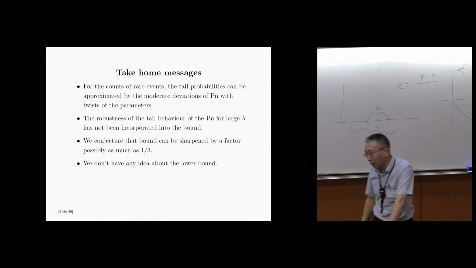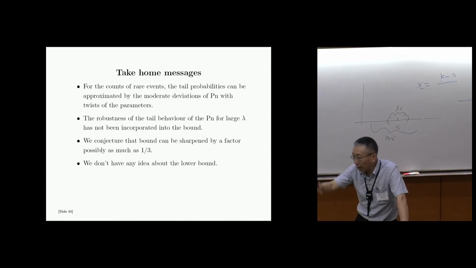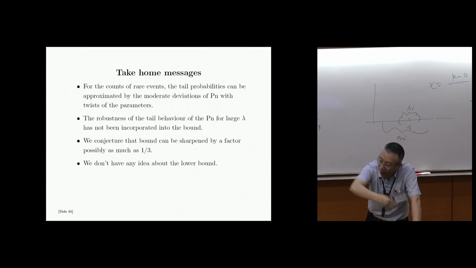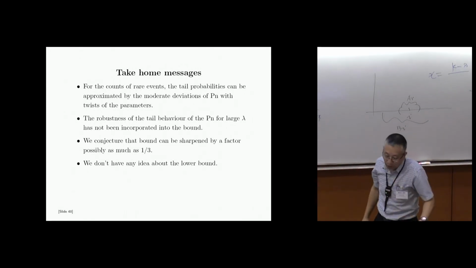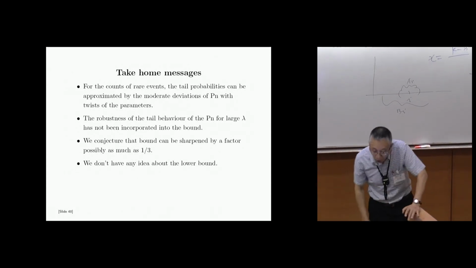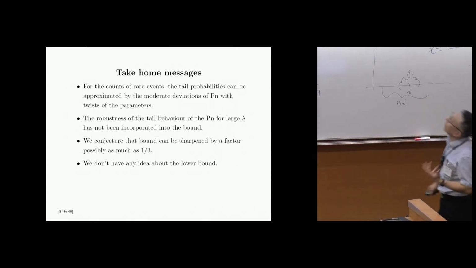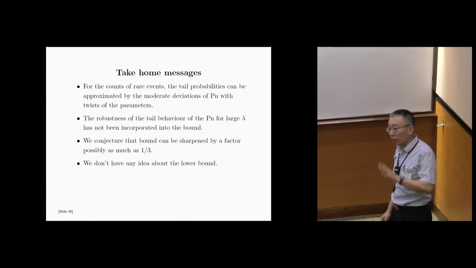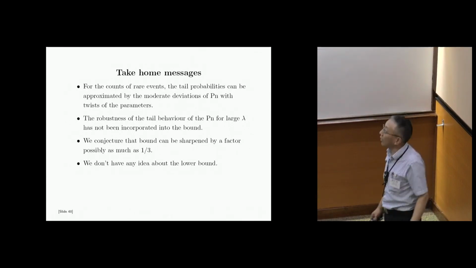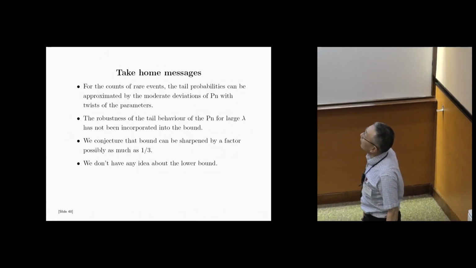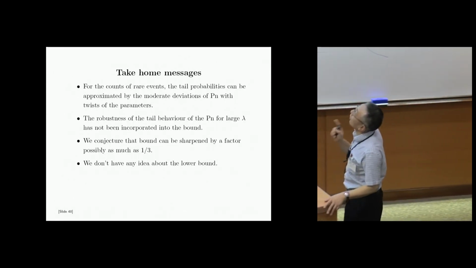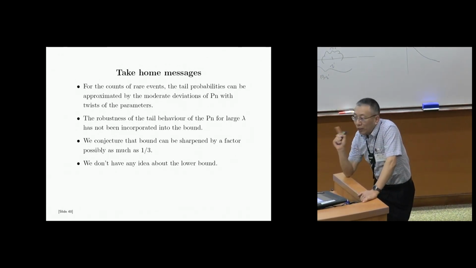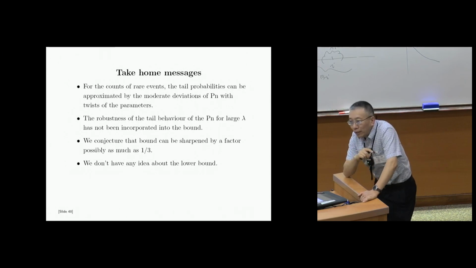And so the take-home messages I would like to say here: if I introduce this coupling, that would require some heavy techniques, but the ideas are very simple. The take-home messages here are, for the counts of rare events, the tail probabilities actually can be done better by Poisson, because Poisson is more suitable for this kind of fat tail distribution. And the robustness of the tail behavior of Poisson for large n has not been considered in this upper bound. So there must be something to do with lambda.